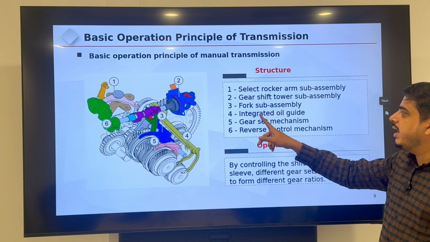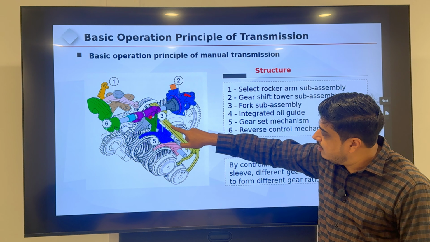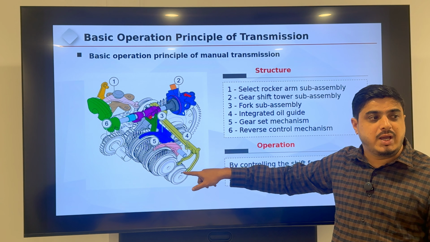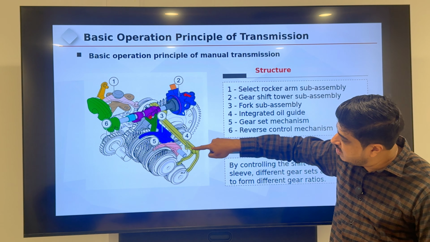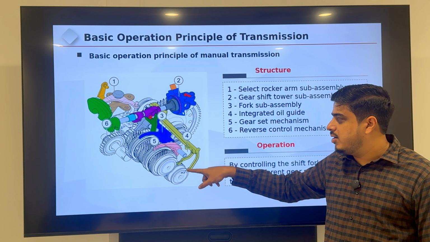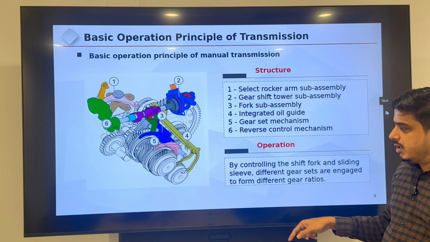And number 4 is the integrated oil guide. This is the oil guide, this channel is used to lubricate the gears and the bearings. These passages lubricate the bearings, gears, and synchronizers inside the gearbox directly.